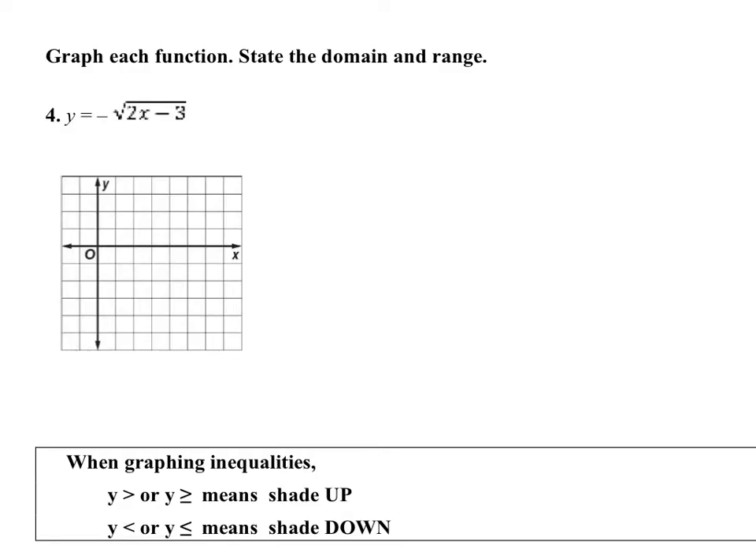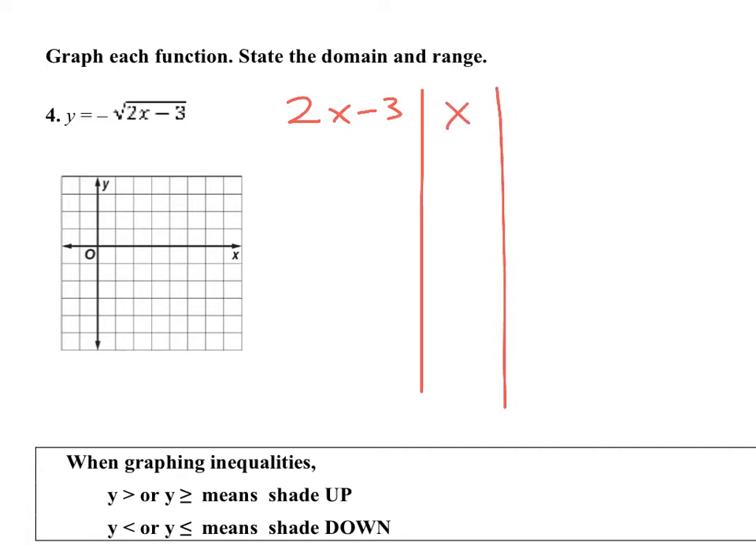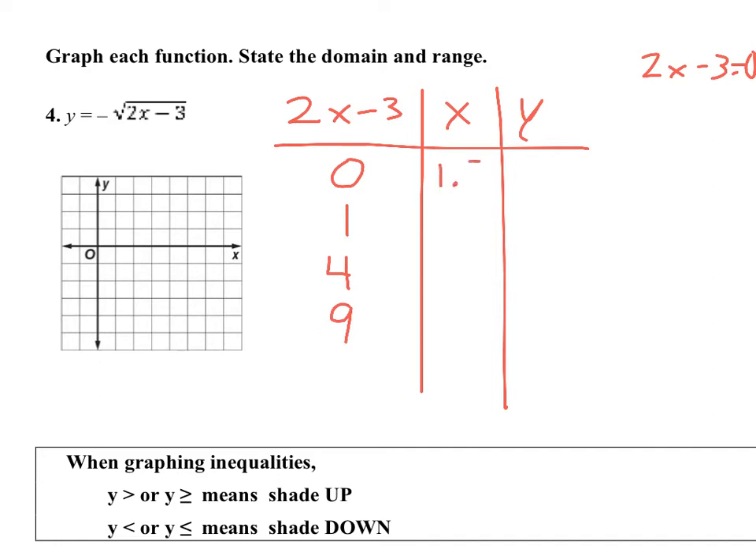Okay, so again, I like to make 3 columns, unless the radicand is just x, then I'll do 2 columns. So we want the thing under the radical to be a perfect square. So let's think about what would make 2x minus 3 equal 0. You would have to add 3 and then divide by 2. So the answer is 1.5.